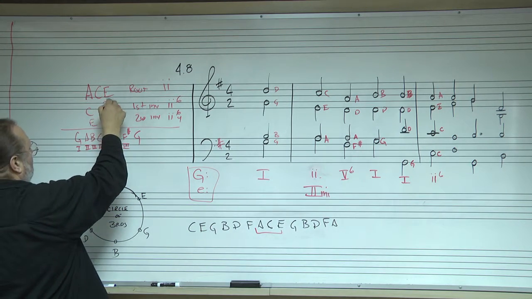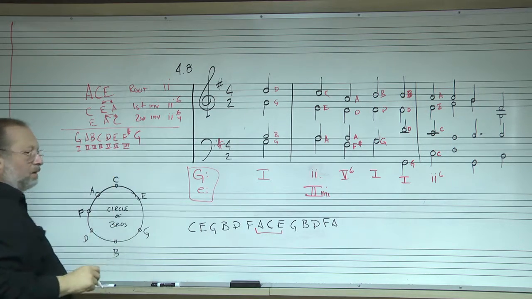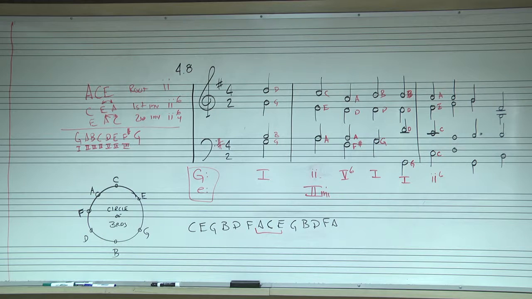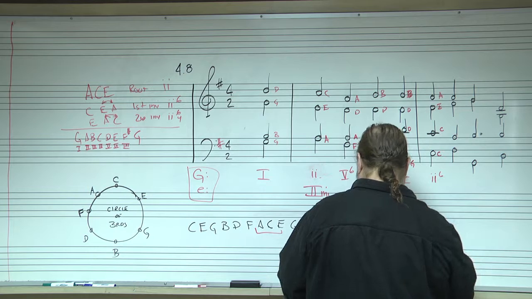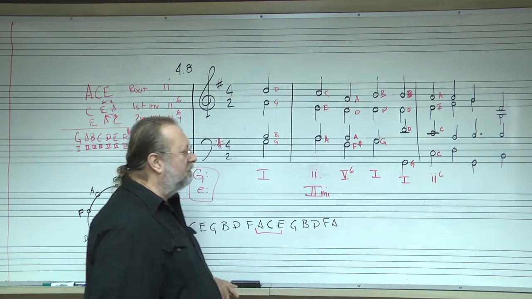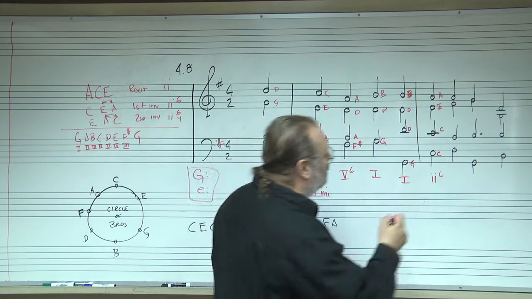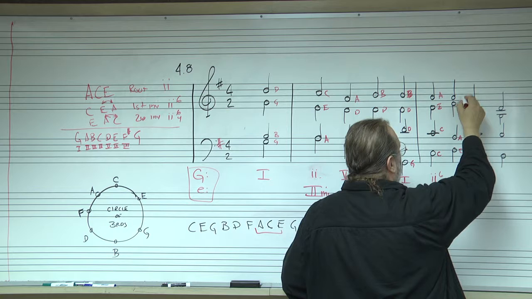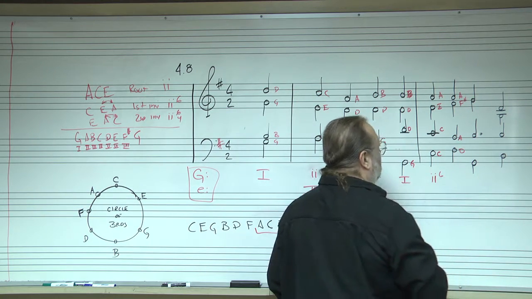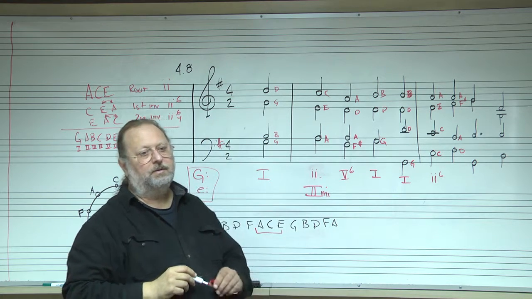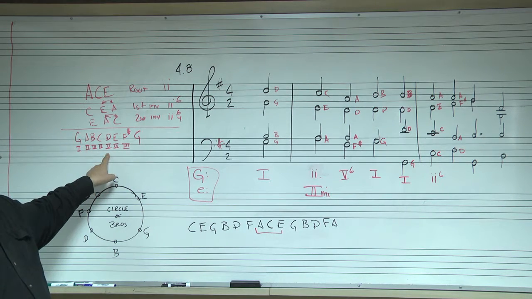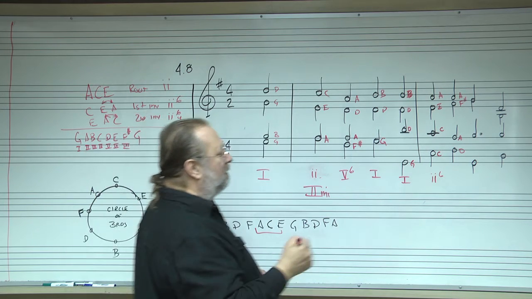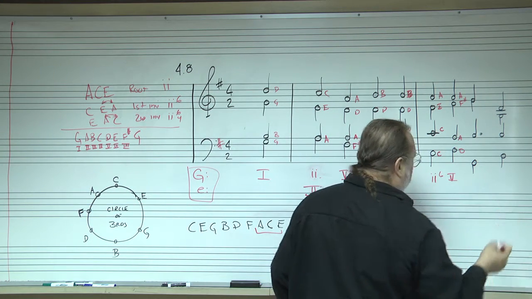These two numbers can be in any order, right? So what's the next one? D, A, F sharp. So what's the spelling? D, F sharp, A, right? Five chord, right? So it's a five. What's in the bass? D. That's the root position, right?